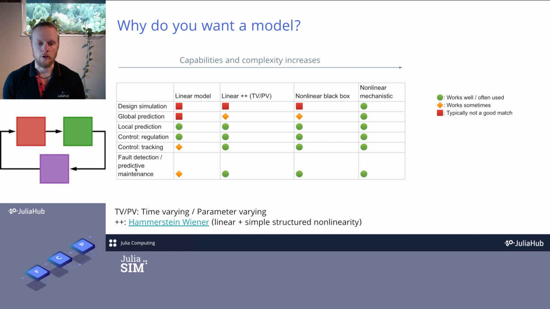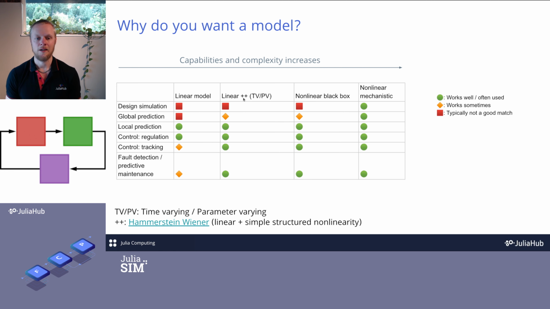And the same for fault detection and predictive maintenance. If our true system is indeed non-linear, maybe we will have difficulties using a linear model here. Then we have a linear plus plus class of models here. That's a model that is essentially linear, but there is some twist to it. Maybe it is time varying. Okay, so that's still a linear model. Maybe it has some parameters that vary with time. Then it's not really linear, right?